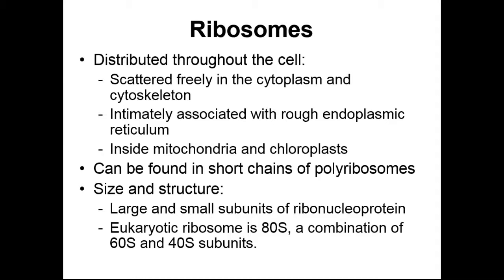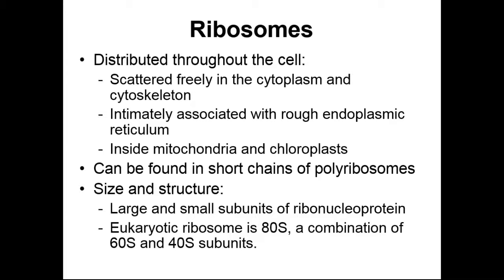Some are going to be free-floating in the cytoplasm, some are going to be attached to the cytoskeleton, some are going to be embedded in the membrane of the rough endoplasmic reticulum, and then there are also special ribosomes, chloroplastic ribosomes or mitochondrial ribosomes, that are within the lumen, or hollow space, inside of the mitochondria or the chloroplast. Our ribosomes are found in short chains, sometimes known as polyribosomes. These polyribosomes are capable of all synthesizing the same protein at the same time from the same piece of genetic information. Our ribosome has a large and small subunit.